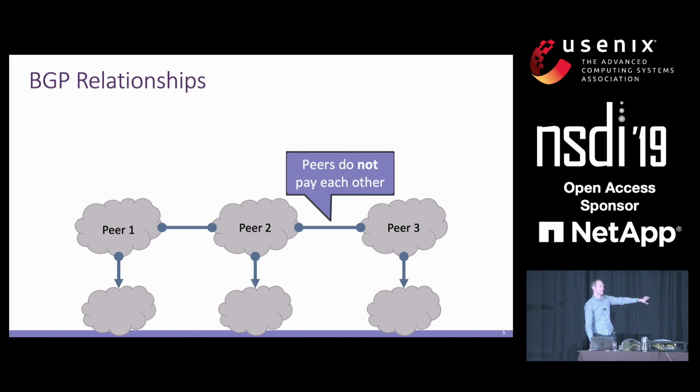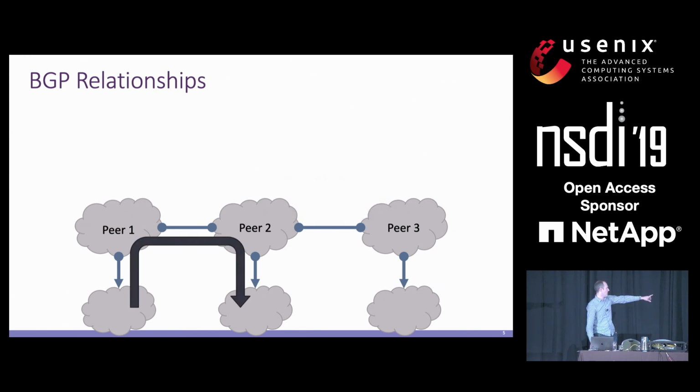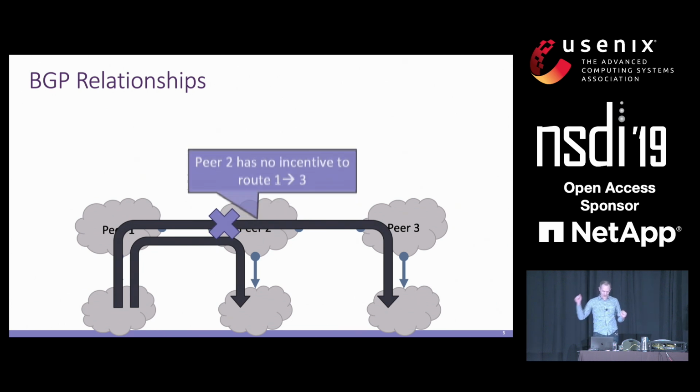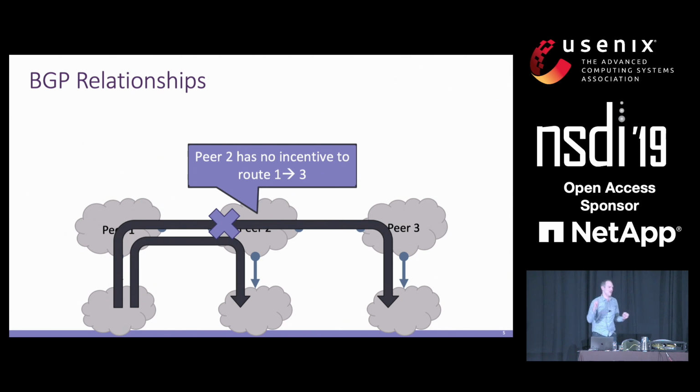So given this model, you could have a path like this that makes sense. And what about this path over here? Does this path make sense? Yes? No? Oh, you learned about BGP, but you don't remember that, in fact, it makes no economic sense for a peer to forward traffic for another peer. Essentially, this middle peer is doing work for no money, because all of this is settlement free.